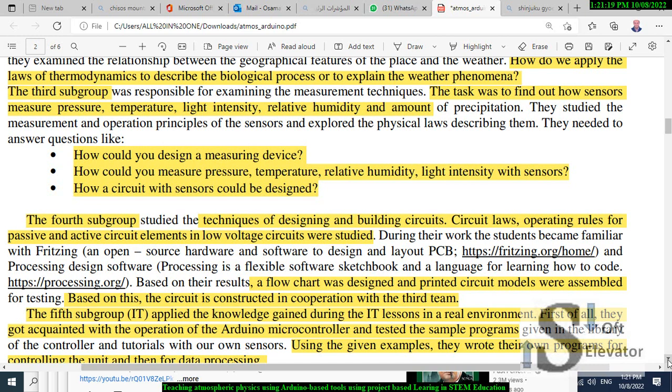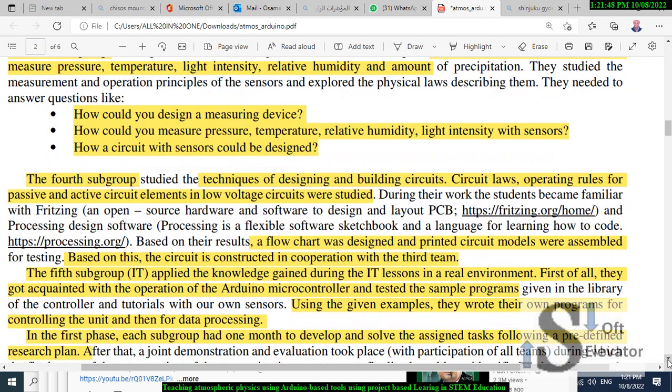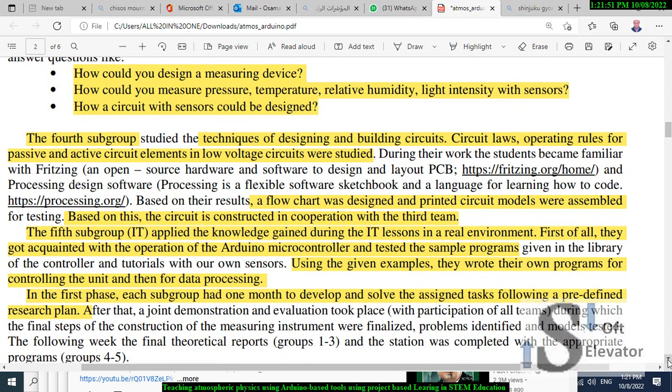The fifth subgroup, which is the IT group, applied the knowledge gained during the IT lessons in a real environment. First of all, they got acquainted with the operation of the Arduino microcontroller and tested the sample programs. Using the given examples, they wrote their own programs for controlling the unit and then for data processing.